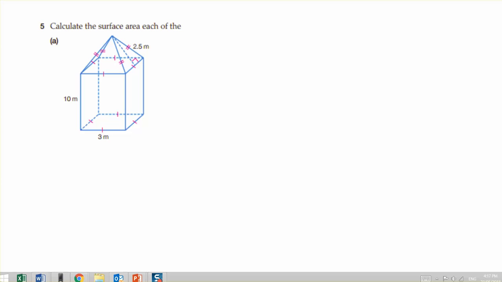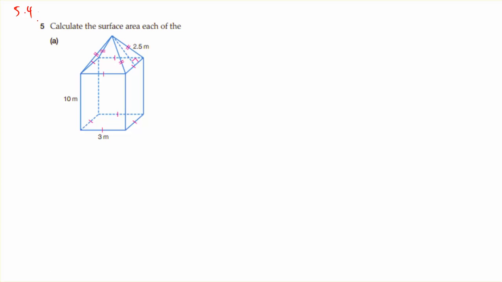This is for Year 10 Methods Pathways. We're going to look at exercise 5.4, question number 5a. Now, this is a tricky question, okay? And the reason it's tricky is not very apparent because it seems pretty straightforward.